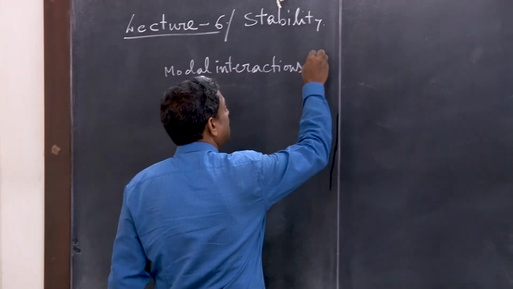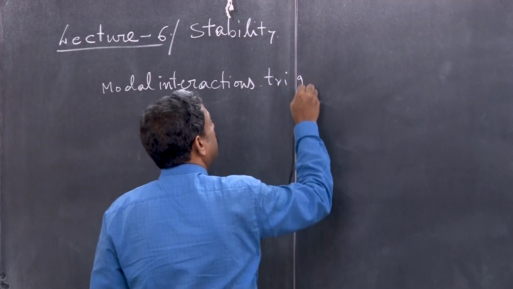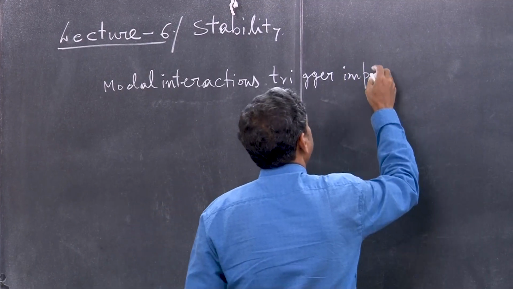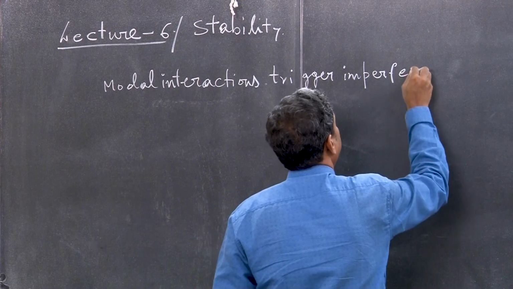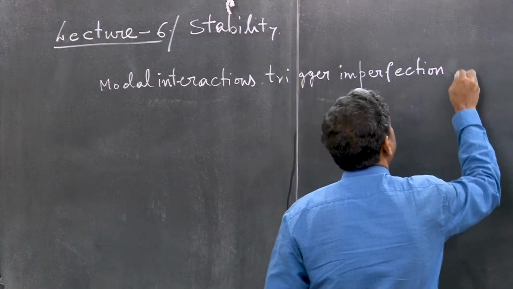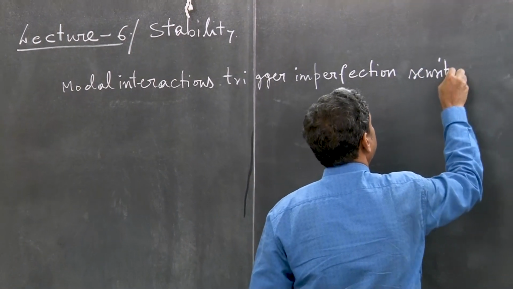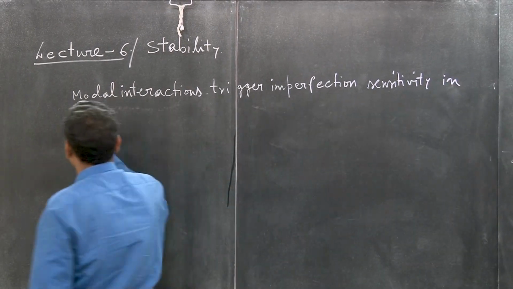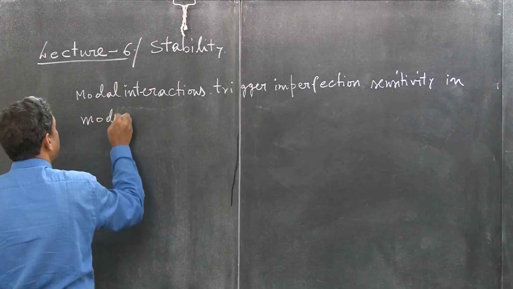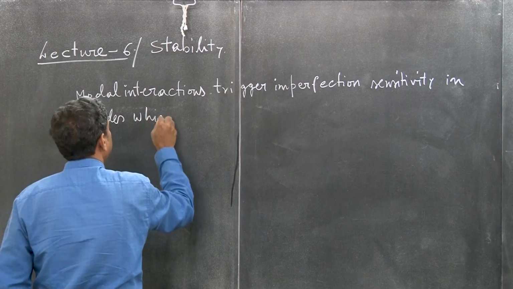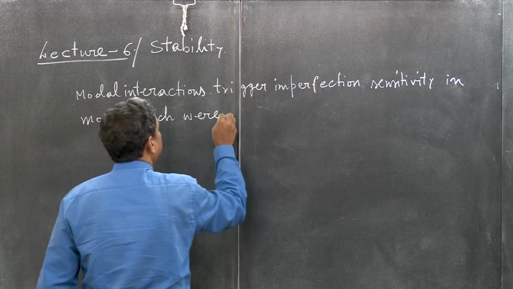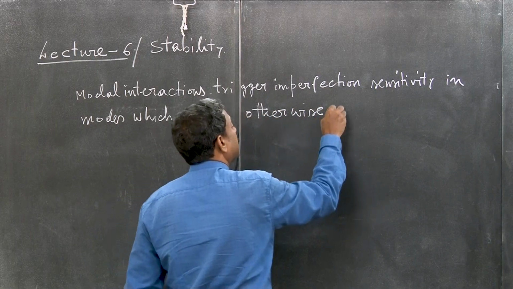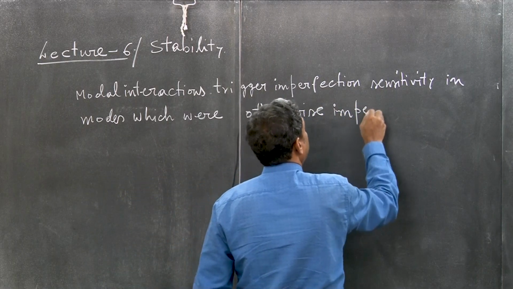So, modal interactions trigger imperfection sensitivity in modes which were otherwise imperfection insensitive.